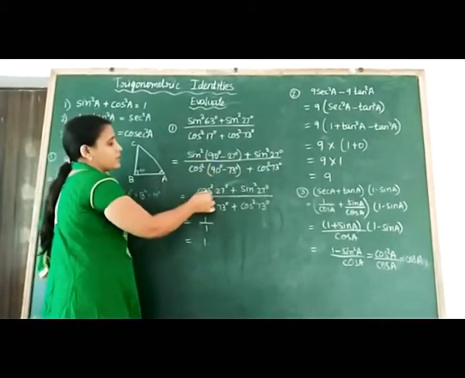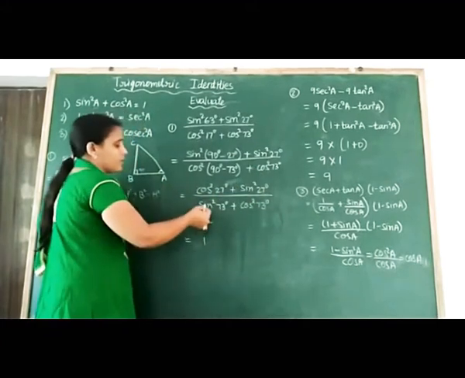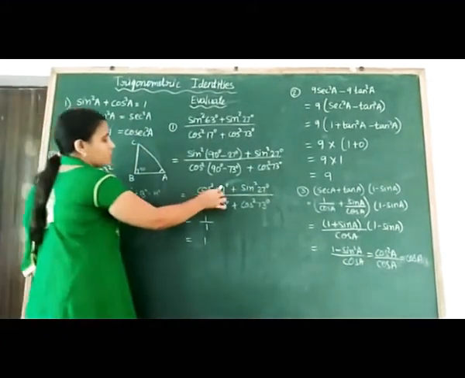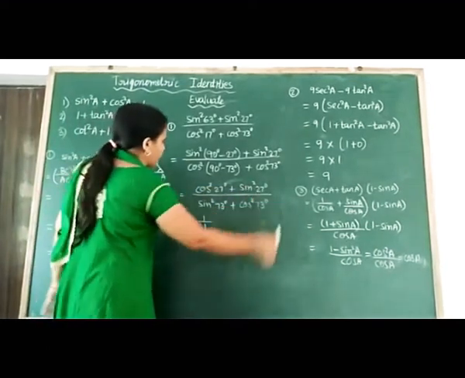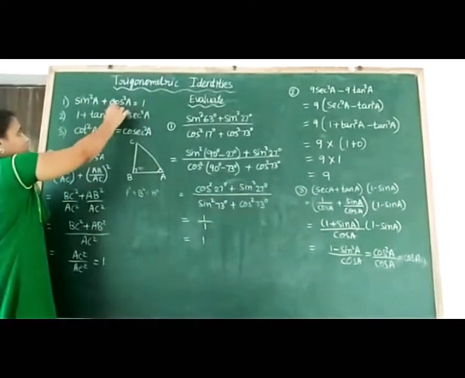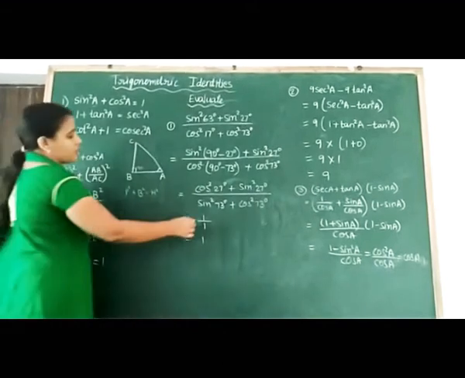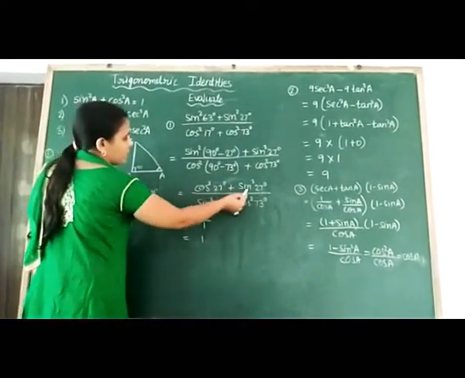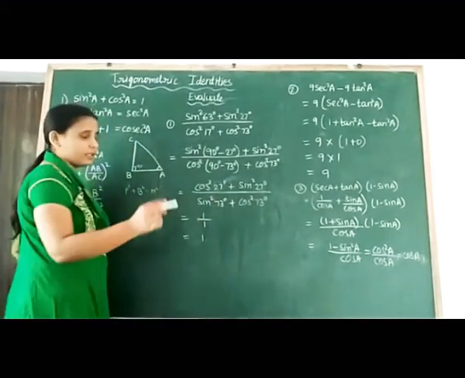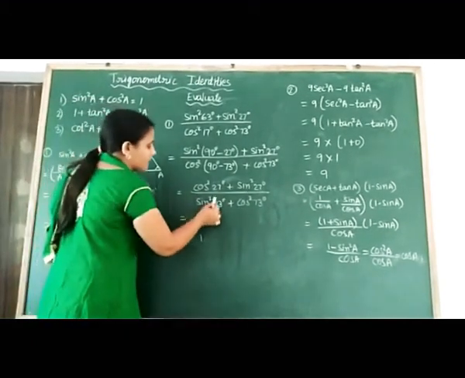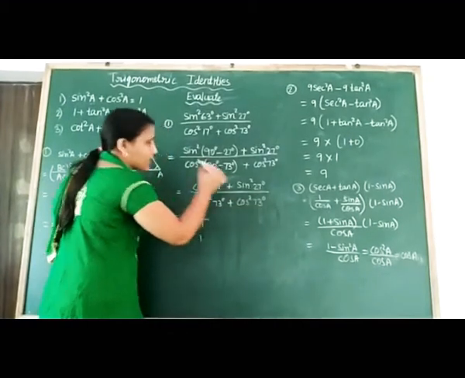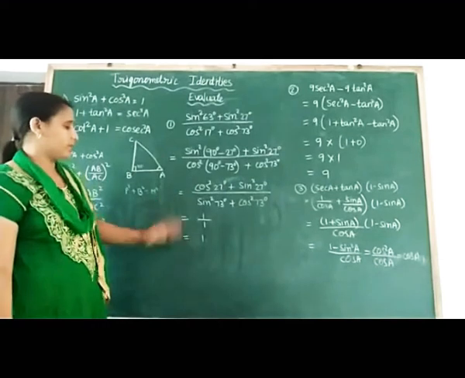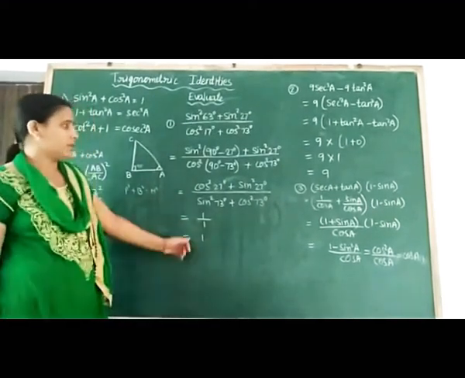Now here, cos square 27 plus sin square 27, upon sin square plus cos square. What we are seeing is that the values of these two angles are the same. So we can apply this formula, that is sin square A plus cos square A is equal to 1. Since the value of these angles are the same and this is cos square, sin square, this will become 1. In the denominator also you are seeing the value of the angle is the same, 73 and 73. So this also will become 1. So 1 by 1 is 1, because we can remove the 1 of the denominator.